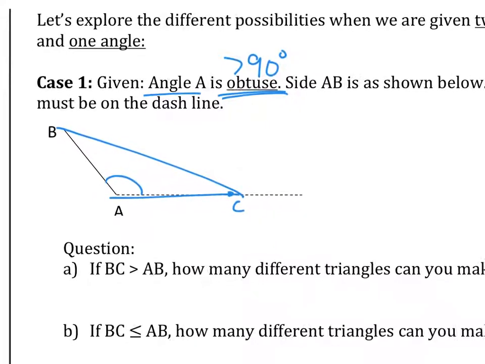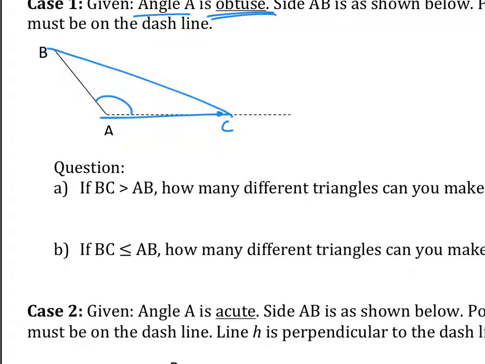Talk to your partner. How many different triangles can you make? If BC is bigger than AB, then you all put infinity, right? I guess what I'm asking is, BC is a set length, like this long. If BC is this long, how many different triangles can you make? One.